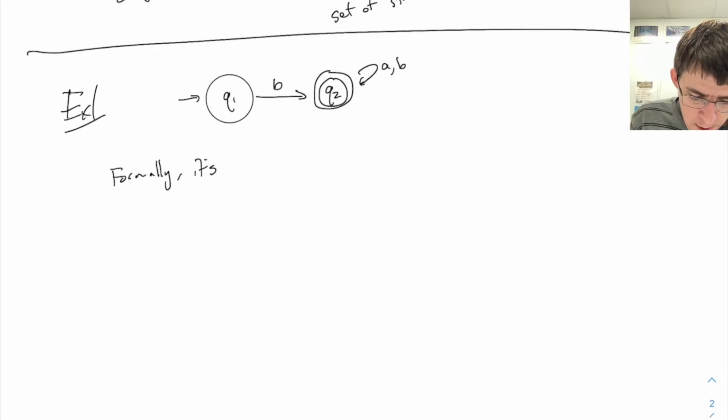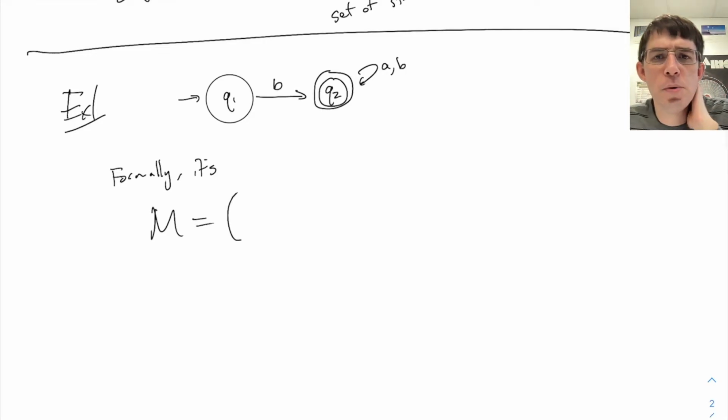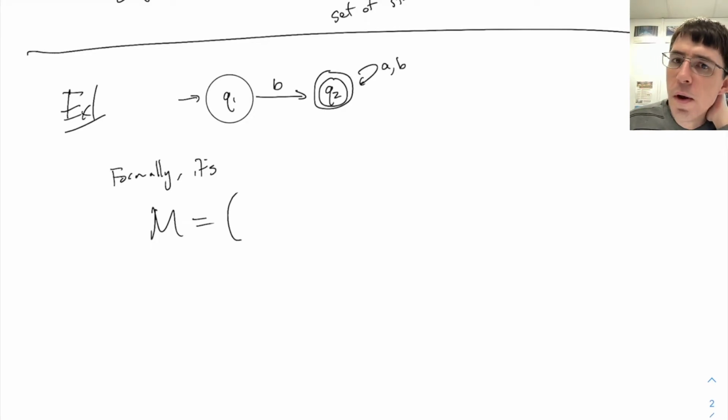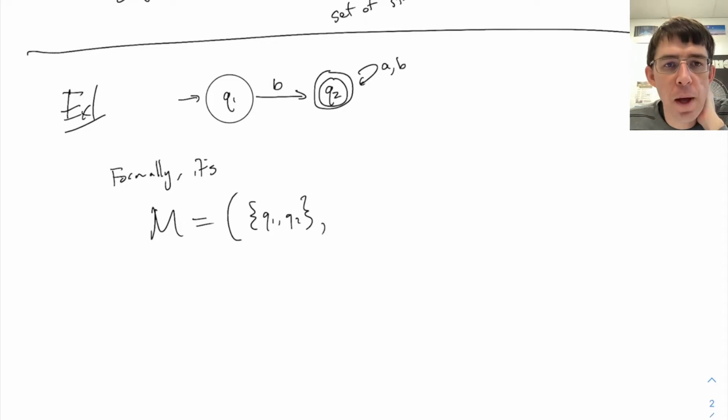It's M equals, as usual, I'm going to write in as much as I can here, but describe the delta down below because that's the hard part. What comes first? The set of states, which in this case is Q1 and Q2. So it is the set Q1, Q2, comma, the alphabet. You can tell by looking at the diagram, the alphabet is A and B. So I put A and B.